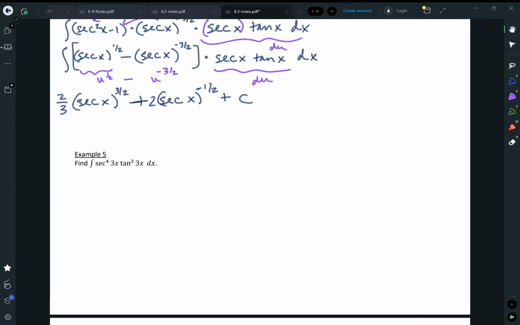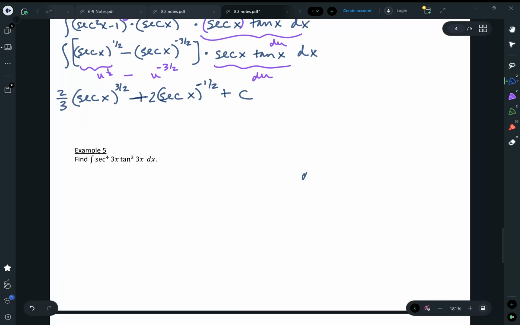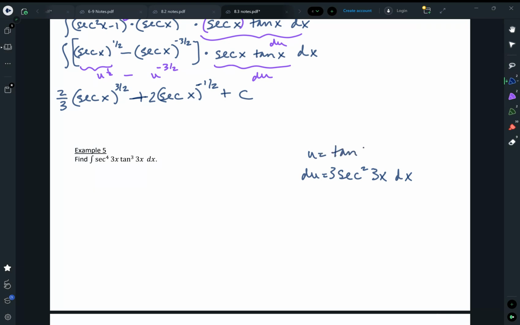So on the next one, I have secant to the 4th power. What I could do is get everything in terms of tangent. Really, we can go either way on this one. But when I have the option, I like to make my du the squared, right? So my du is going to be secant squared 3x. Ooh, that's going to be a mess because it's a 3x. I have to have a 3 here, and then my dx. If that's my du, then my u is just going to be tangent of 3x.